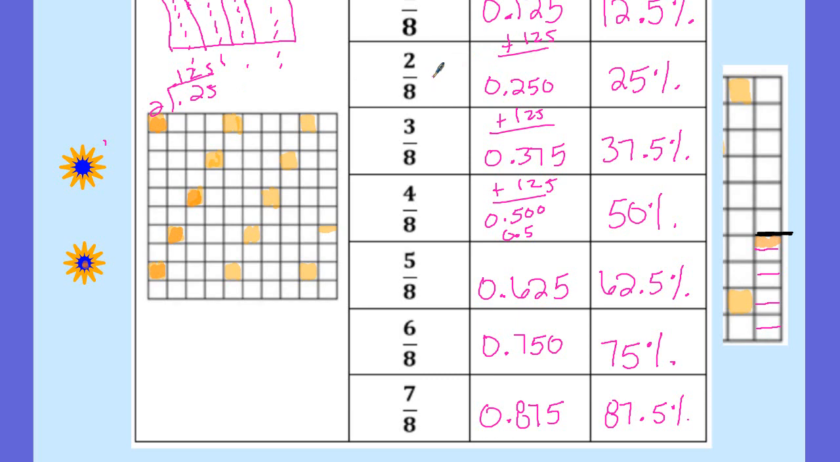You could also see if you can simplify. 2/8, that actually simplifies to 1/4. 1/4 is 25 cents. 4/8 simplifies to 1/2. We know 1/2 is 50 cents. 6/8, divide both numerator and denominator by 2, and it equals 3/4. 3/4 is 75 cents. That's another way to think of your halves.